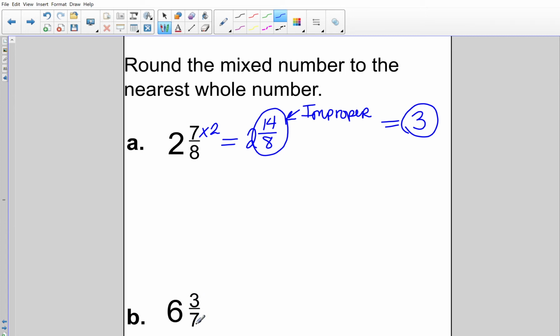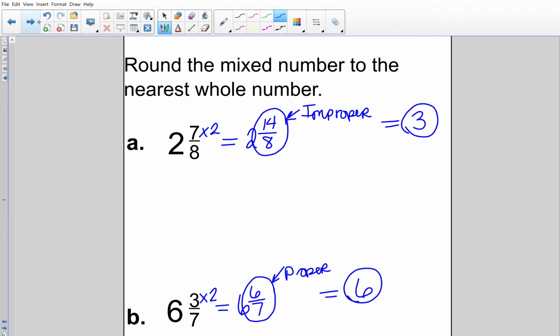I have 6 3/7. I'm going to do the same procedure, just multiply the top by 2. So I now have 6 6/7. So I'm looking at just the fraction part. This part right here is still proper, right? So because this is still proper, that means that this was a pretty small fraction. So I'm going to drop the fraction portion and keep the whole number of 6. So this is kind of a basic way on rounding, and Alex is going to ask you to round a few things. I'm not going to ask you on a test, but Alex will ask you in your homework.